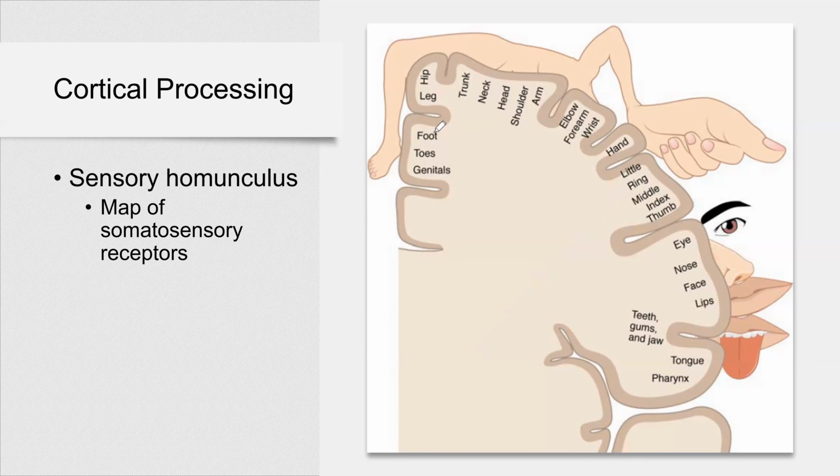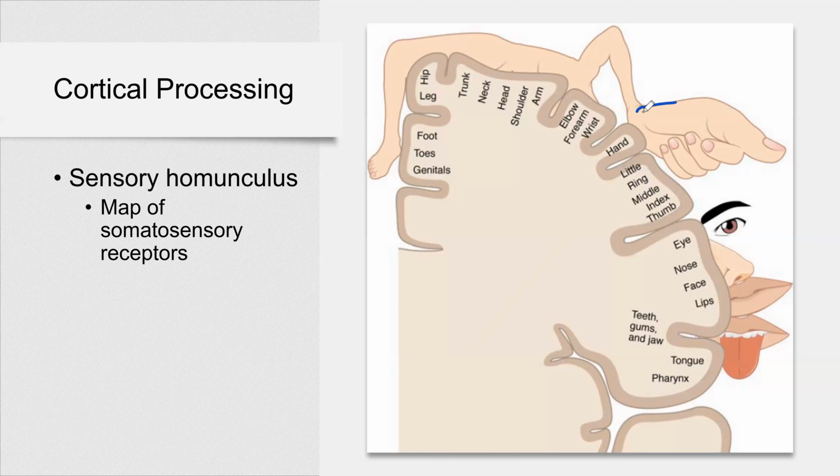For example, for feet, toes, and genitals, the information will come more medial, right? And more lateral, you have your information from fingers, from hands. This diagram is called the sensory homunculus. The sensory homunculus is just like a person, a very weird looking person, that shows you where exactly information travels from your sensory receptors.